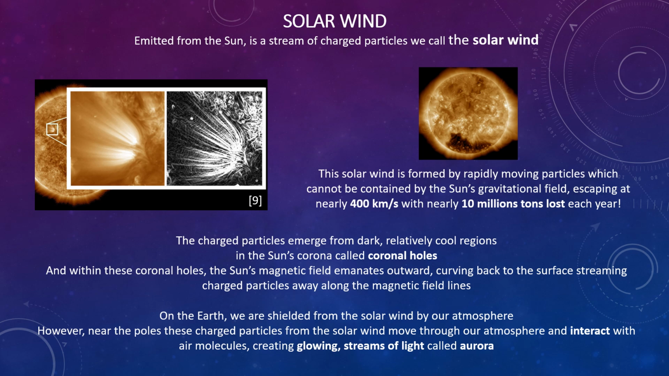On Earth, we are shielded from the solar wind by our atmosphere, but near our poles, these charged particles from the solar wind interact with our atmosphere and produce glowing streams of light, which we call aurora. If you were fortunate enough to look outside, it was actually quite a few months ago, but we did have a faint auroral glow visible here in Tallahassee because the sun goes through periods of activity and is currently very active.